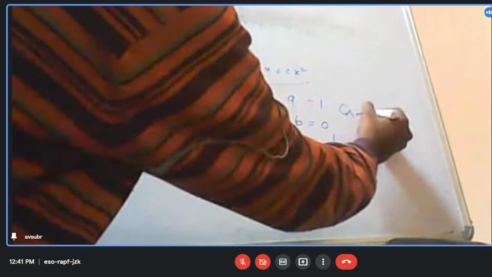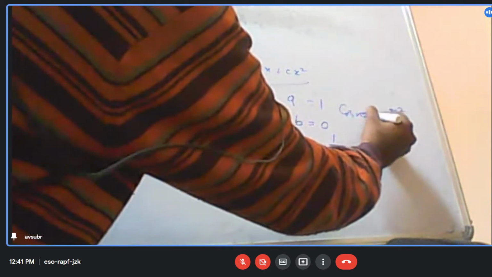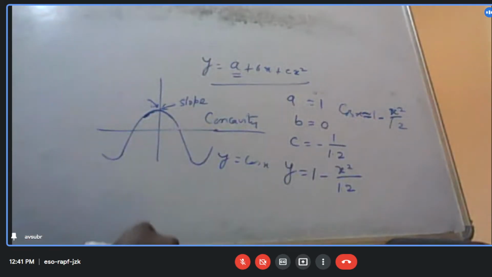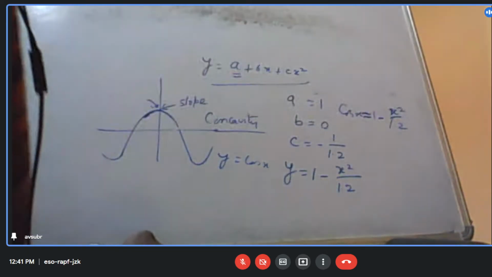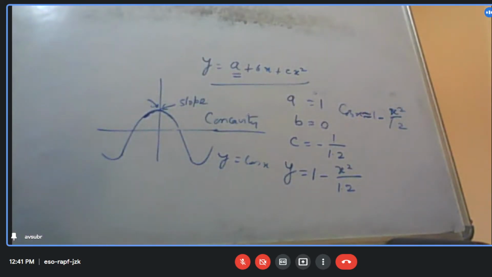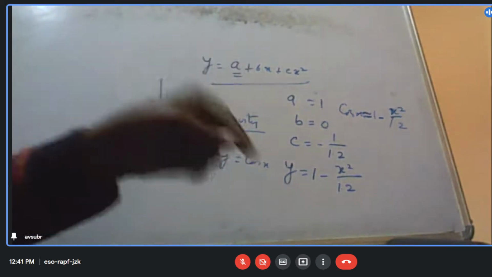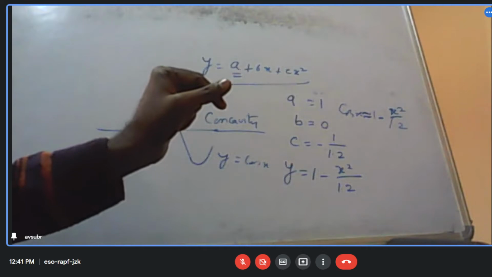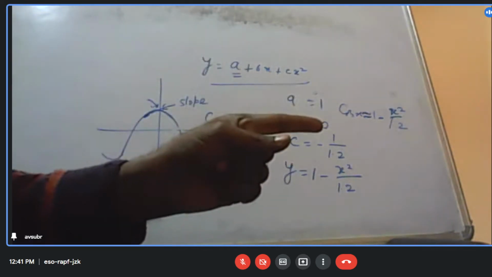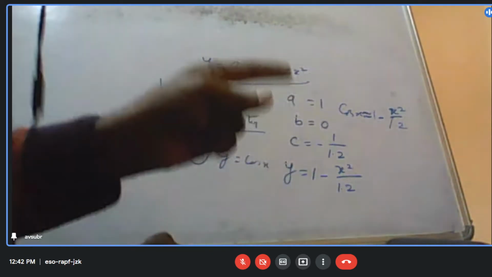Okay? Means cos x is approximately equal to 1 minus x square by 1 into 2. Approximately, because this is not going to be exact. Approximately equal to 1 minus x square by 2. So it means that if I put the value of x equal to 0, am I getting 1? That value is known to me.